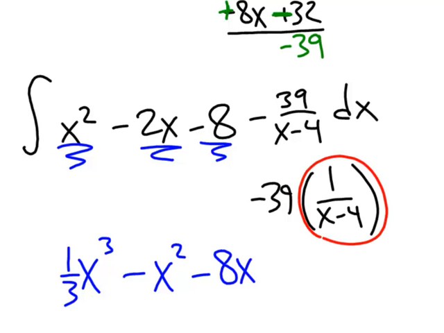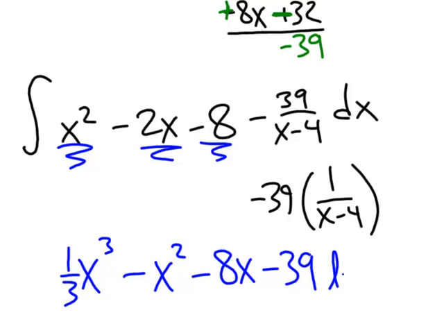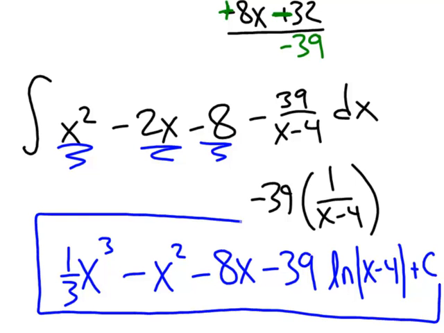We now have our u prime over u pattern here. And when we integrate, that negative 39 will just be a constant multiple out in front, and we'll get minus 39 ln of that u value, or more specifically, ln of absolute value of that u value. And then finally, plus c, because we're anti-deriving. And guess what? That is our final answer.